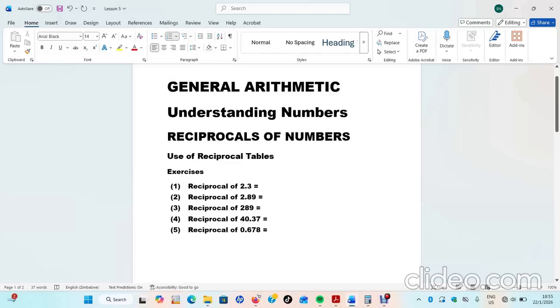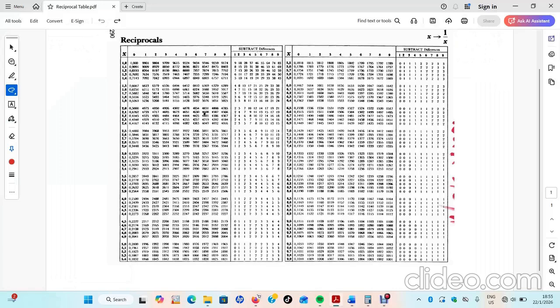Good day all. We are continuing with the reciprocals of numbers. Last time we were calculating reciprocals using calculators and other methods. Today we want to demonstrate the use of reciprocal tables. So in those tables we can actually extract a reciprocal of any number. It looks like this one.